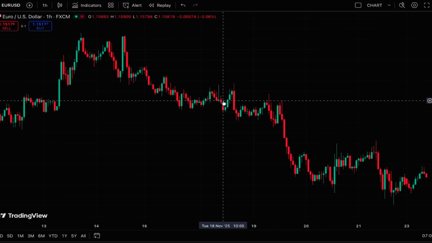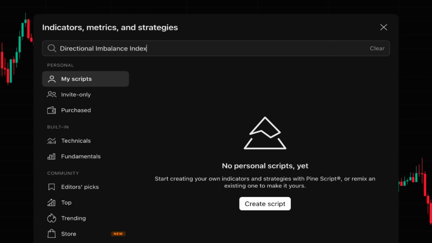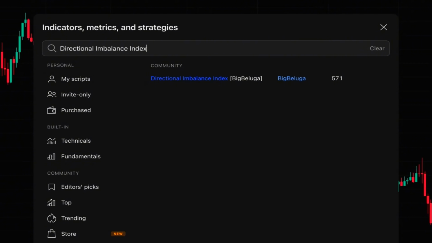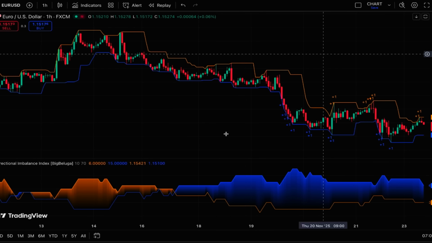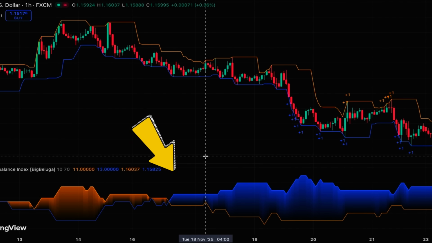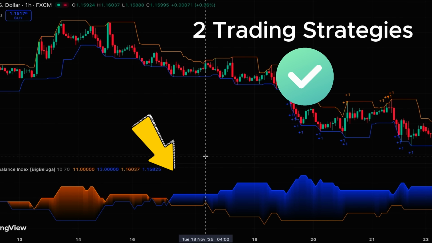Alright, to add this amazing indicator to our chart, here we click on indicators and we search directional imbalance index, this one, which is a new indicator from BigBeluga. Alright, this is the indicator, and as you can see, it's added here below the chart. It may seem a little strange for you, but don't worry, I will explain it now and teach you 2 trading strategies that are very accurate.